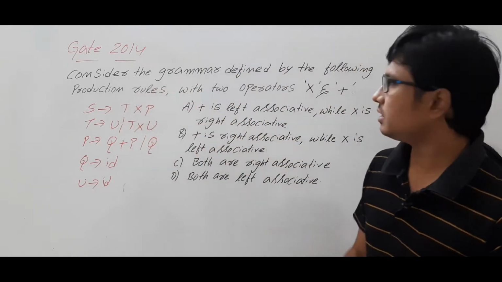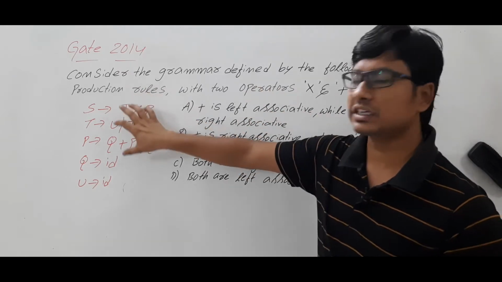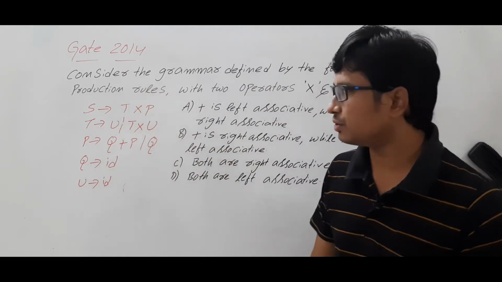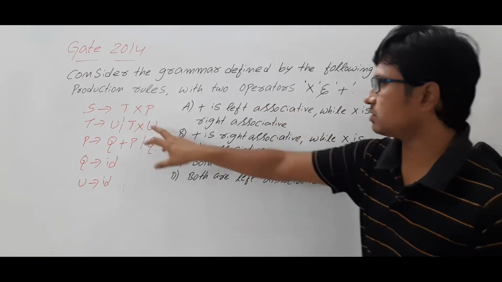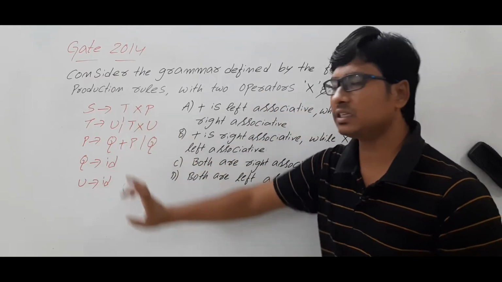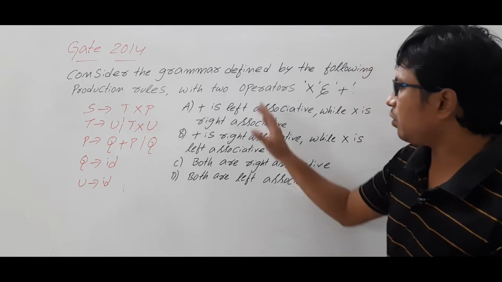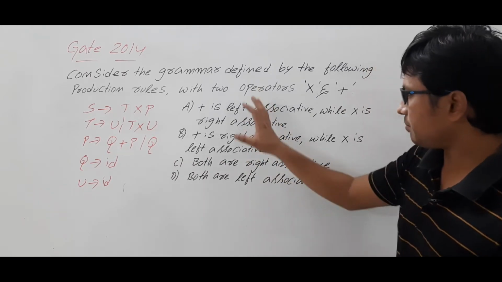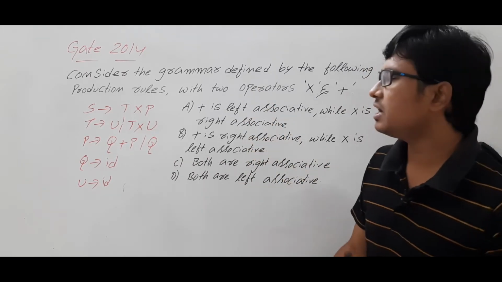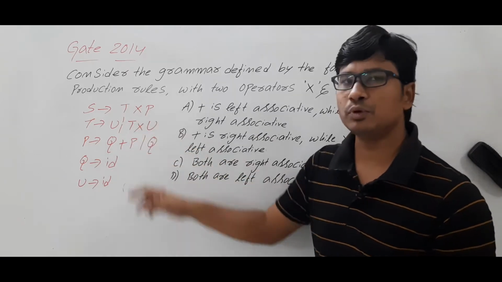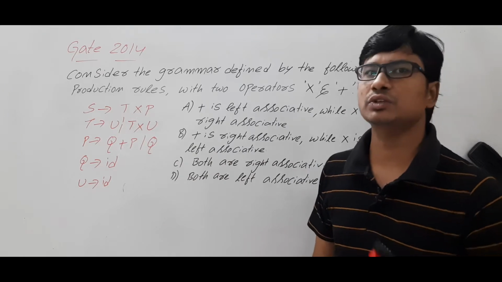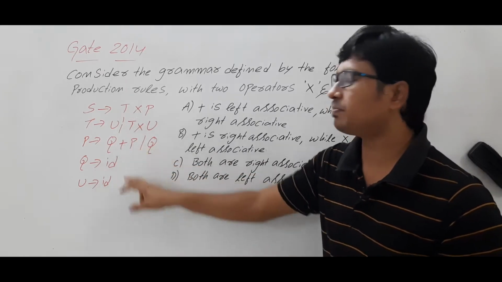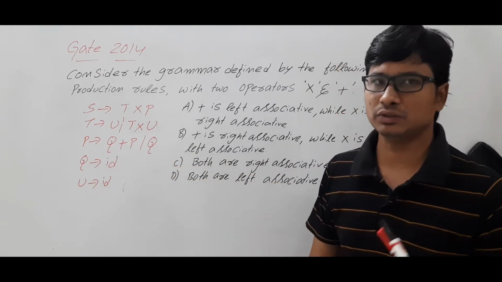Consider the grammar defined by the following production rules. They have given a set of rules with two operators, multiplication and plus. If you look at it, we have a multiplication and we have a plus. Now what are they asking? If I summarize all these four options, I can say that they are asking about the associativity of the multiplication, whether it is left associative or right associative. Similarly, for plus, is it left associative or right associative, they are asking.